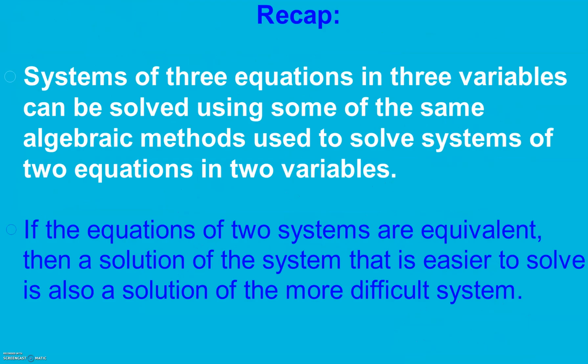Quick recap here. Systems of 3 equations and 3 variables can be solved using some of the same algebraic methods used to solve systems of 2 equations and 2 variables. If the equations of 2 systems are equivalent, then a solution of the system that is easier to solve is also a solution of the more difficult system. And that's all I have for section 3.5.